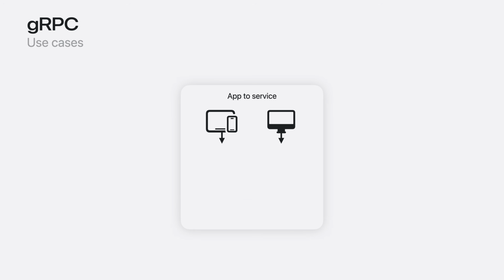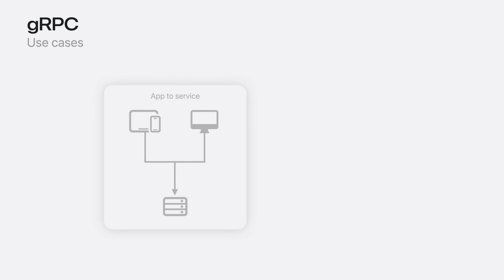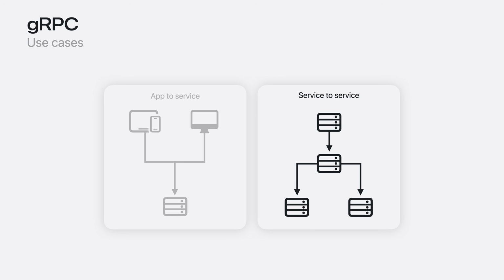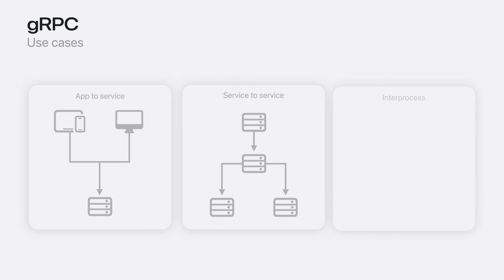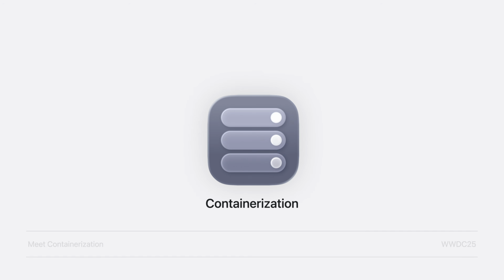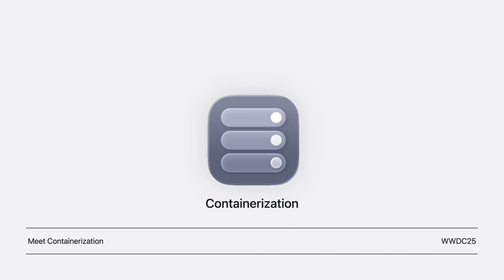Reducing message size is great for mobile apps, where minimizing data transfer helps improve the performance of your network calls. This is especially important when network conditions are poor. This efficiency is great for other environments too, like service-to-service communication and inter-process communication, like in Apple's open-source containerization framework. It uses gRPC Swift to communicate over virtual sockets between the host operating system and a Linux virtual machine.